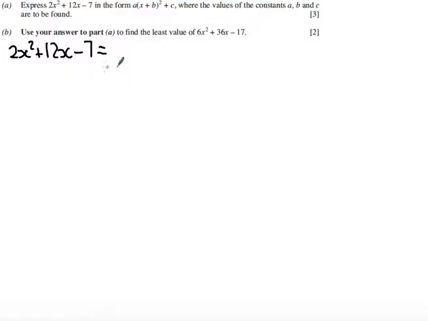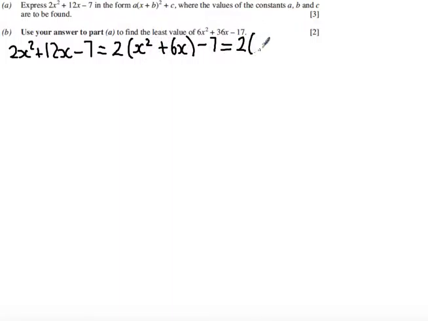So I'm going to have to take out a common factor of 2. I prefer just to factorise the x terms and leave the constant alone, so I get 2(x squared plus 6x) in brackets, and then I leave the minus 7 alone. Now I can complete the square on the terms inside the brackets.